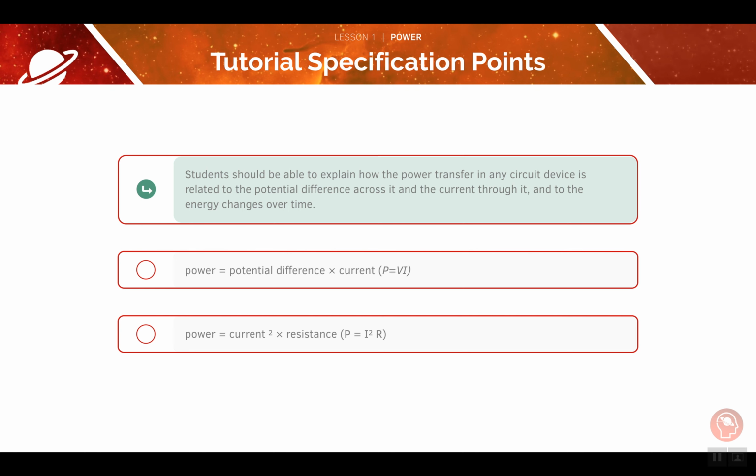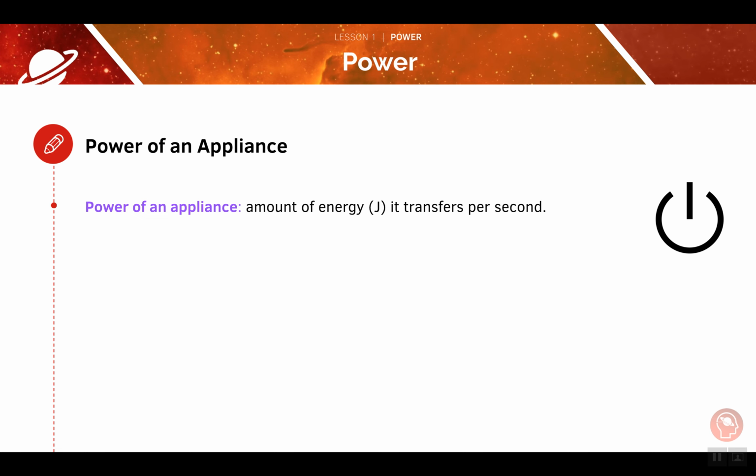We'll start off by looking at how power transfers in circuit devices. The power of an appliance is the amount of energy it transfers per second. This means it is the rate of energy transfer. Power is measured in watts. 1 watt means that 1 joule of energy is transferred in 1 second, meaning that it's equivalent to 1 joule per second.